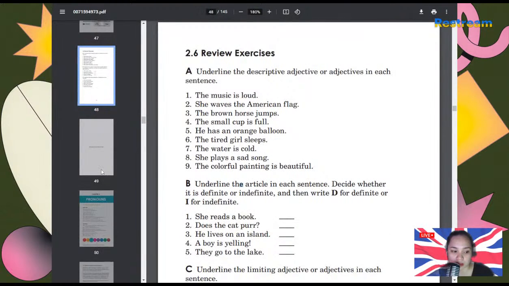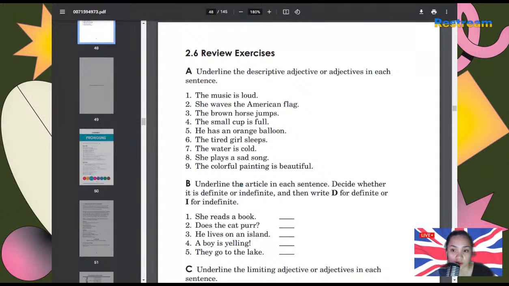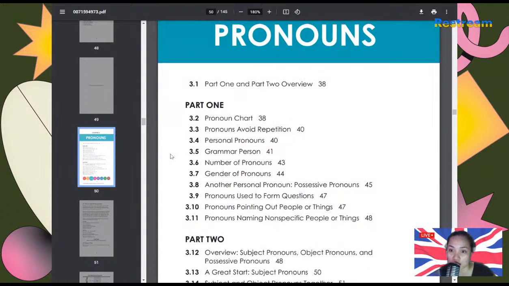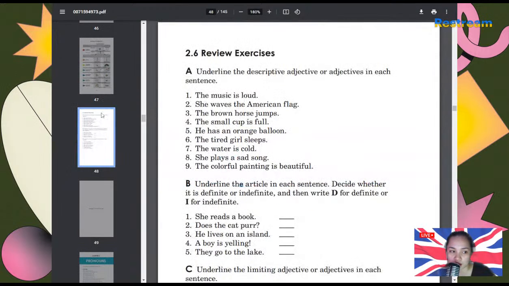Maybe if we still have time, we can already go to the third chapter, or the third part of speech, which is the pronoun. We will try to get there. So let's start here with test A. Test A is to underline the descriptive adjective or adjective in each sentence. So we are now going to identify which one is the descriptive adjective in the sentence.